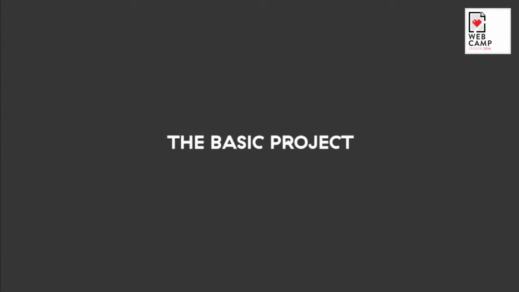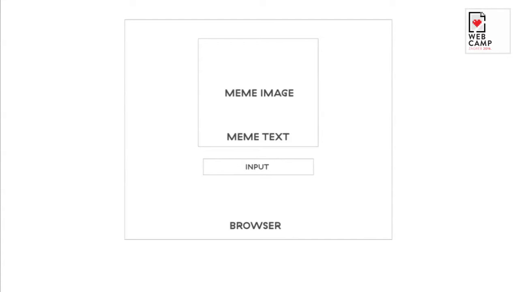So the basic project, if you remember, is something like this. Everybody who did web development or all of the front-end knows that's a few divs, a canvas for actually rendering text on an image, an input field, some JavaScript to make it work, and a small amount of CSS for making it look like something. I'm going to show how this looks.